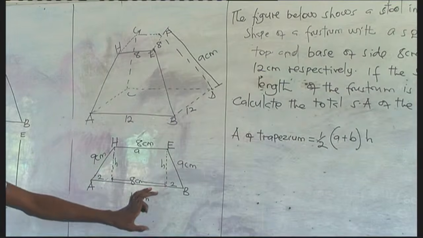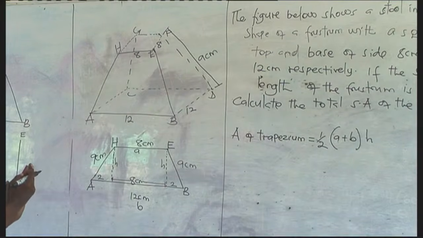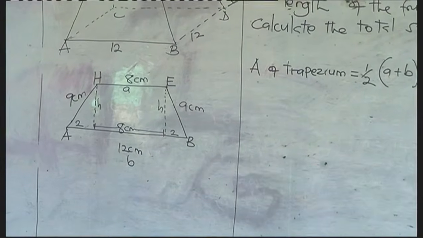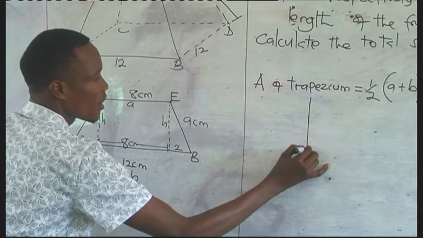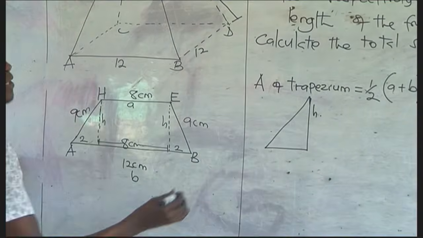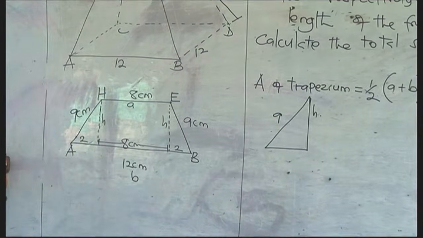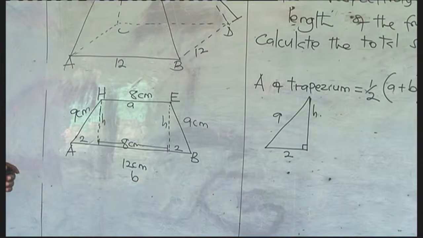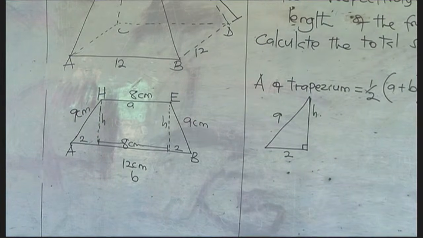Now, having that, I can extract a small portion of the triangle. This is my H. I have 9 and I have 2. Because this is a perpendicular height, it will form 90 degrees there. So I want to get to my height. How do I get to my height? By Pythagoras theorem.